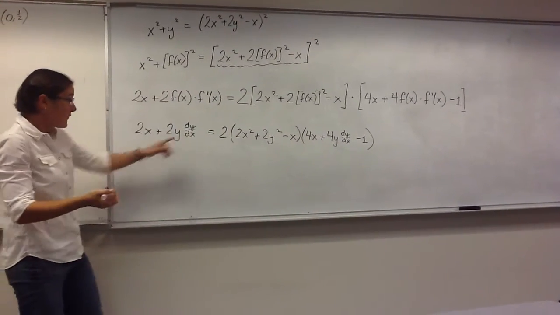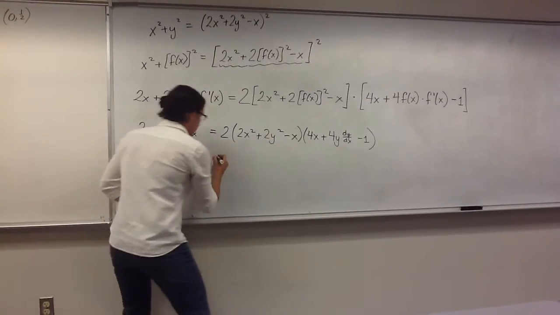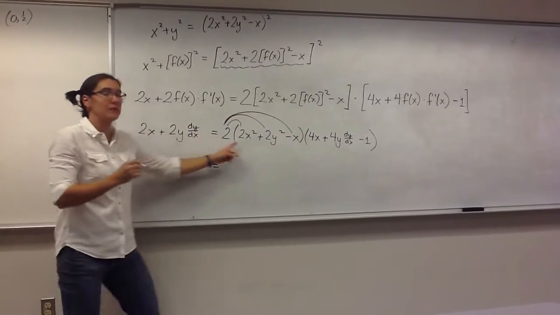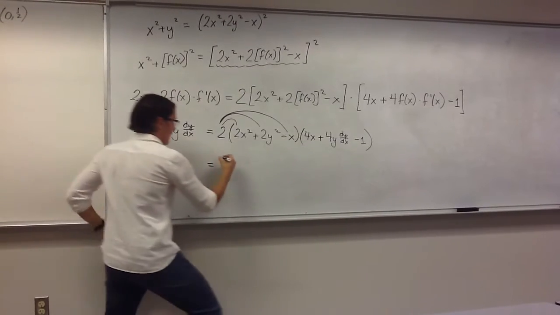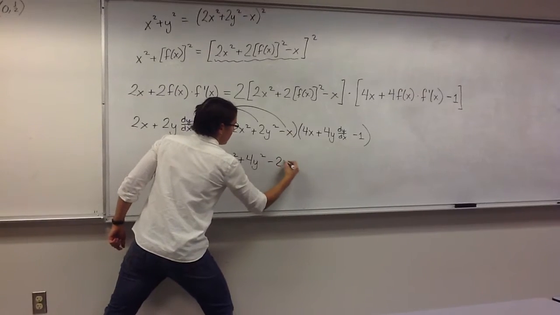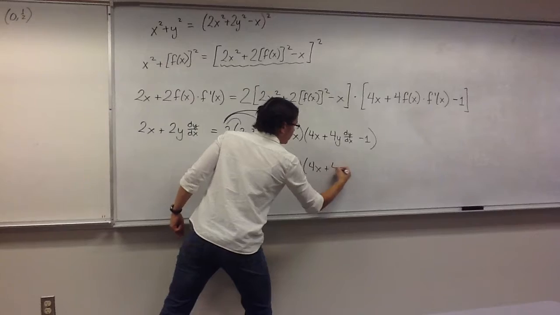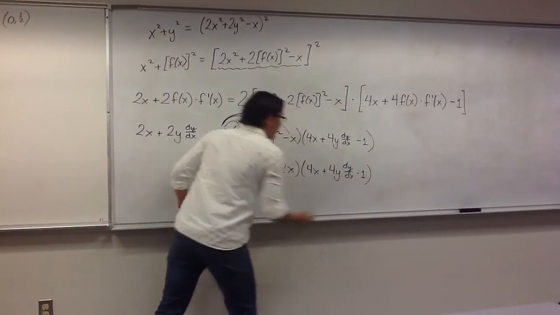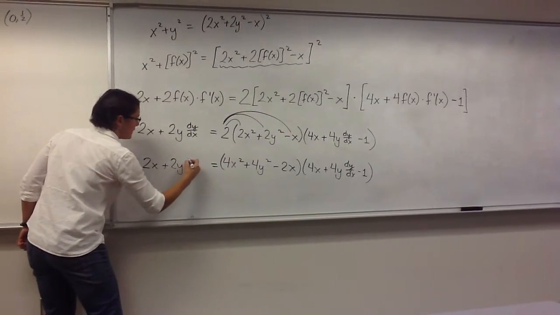All right, so maybe the first thing I'll do is to multiply this 2 through everything. I'll take the 2 and distribute it to everything in my first set of parentheses. Notice I'm only doing it in the first set because it's 3 things that are multiplied together. So I've got 4x squared plus 4y squared minus 2x, all of that times 4x plus 4y dy over dx minus 1. And my left side is still 2x plus 2y dy over dx.